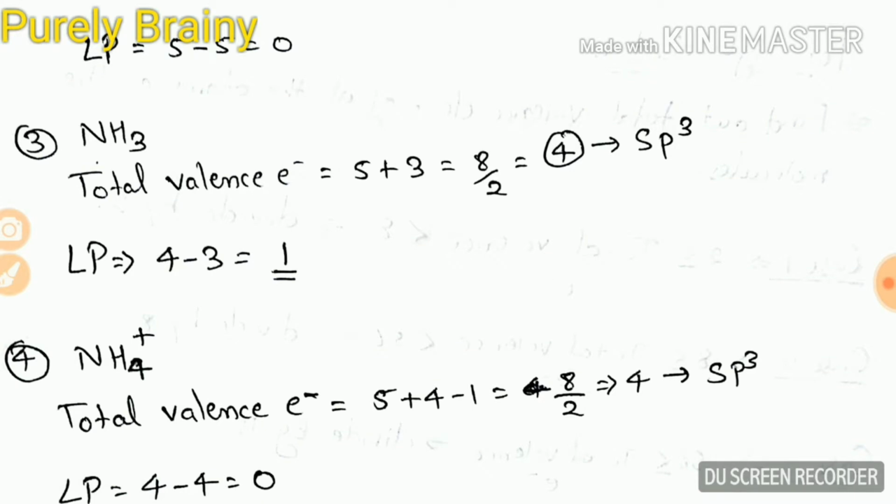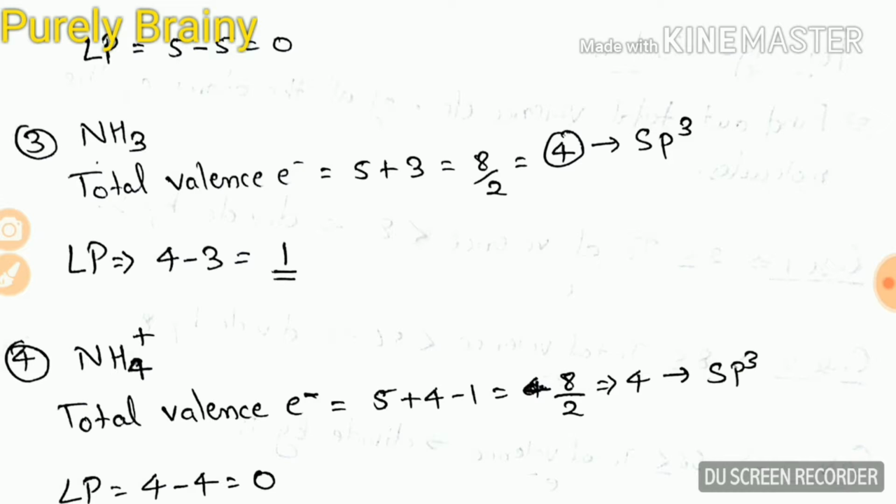Now our third example is NH3, ammonia. Nitrogen has 5 valence electrons and each hydrogen has 1 valence electron. As there are 3 hydrogens, the total valence electrons in the molecule of NH3 will be 5 plus 3, that is 8. 8 will be divided by 2, that goes 4. As the number of hybridized orbitals is 4, the hybridization of NH3 is sp3.